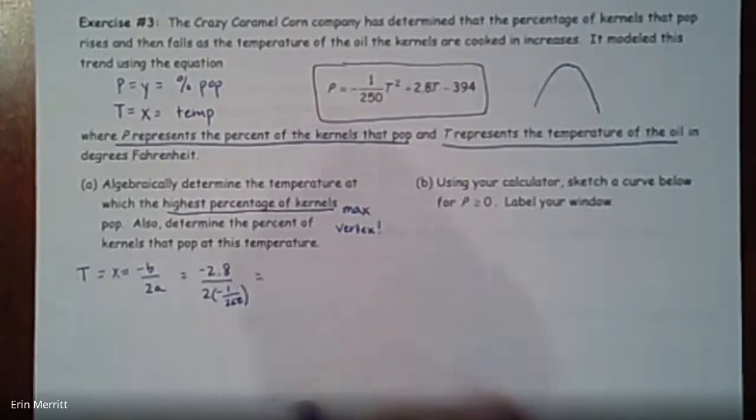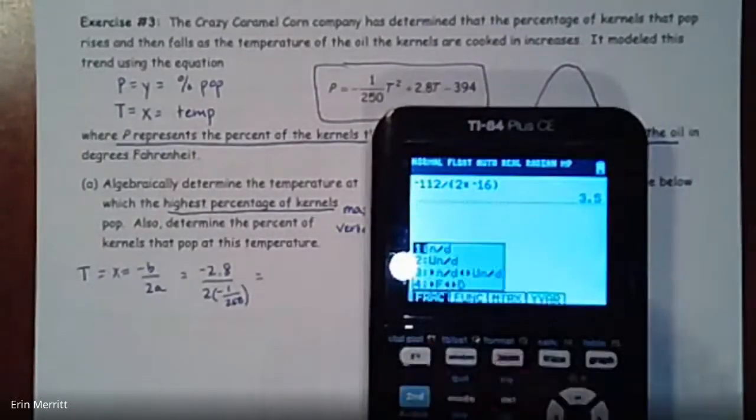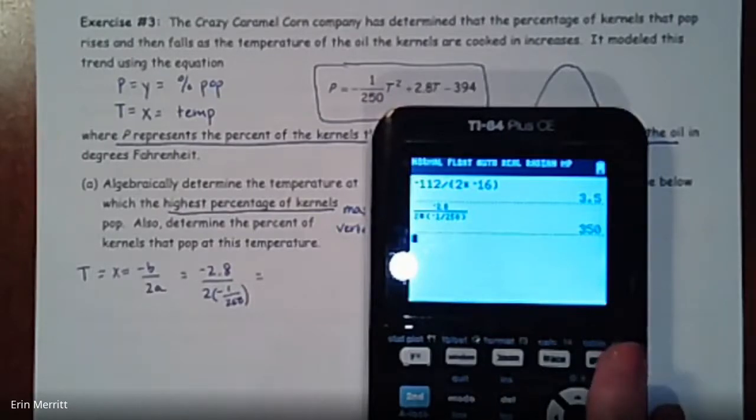All right. On your calculator, if you have that alpha y equals, this becomes really helpful here. So you can type it in as negative 2.8 over 2 times, in parentheses, negative 1 over 250. Sometimes it just makes it easier to type it all in. All right, that comes out as 350.